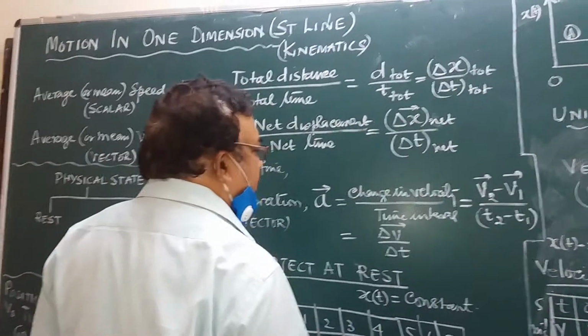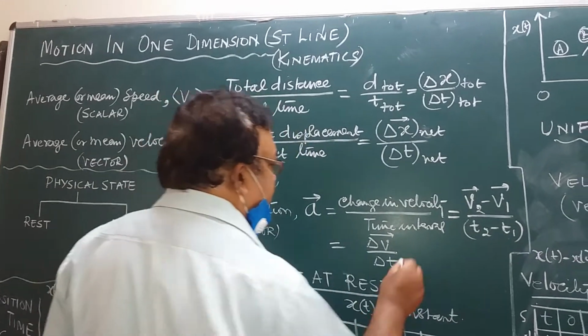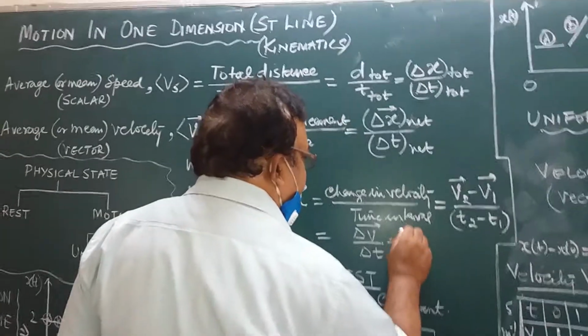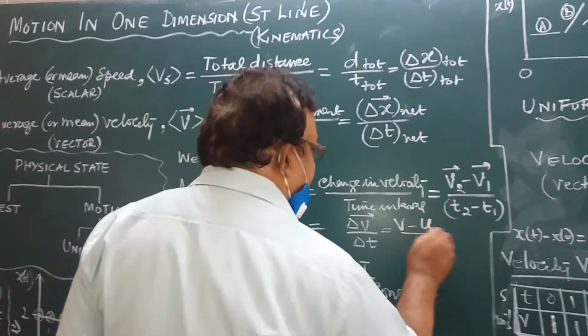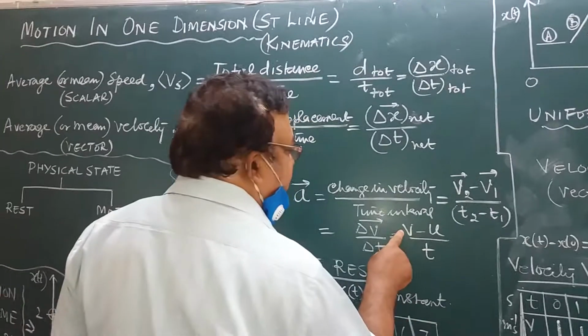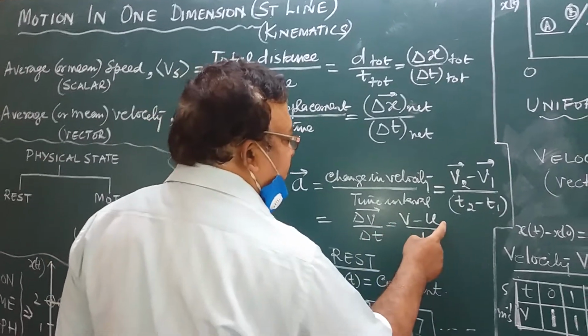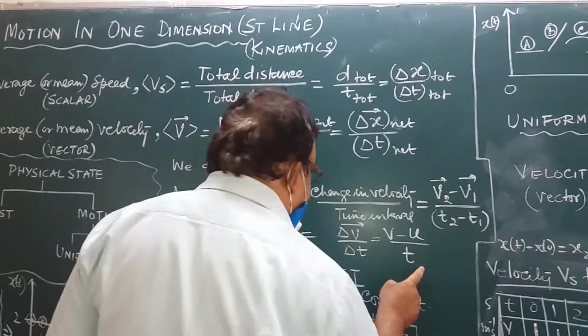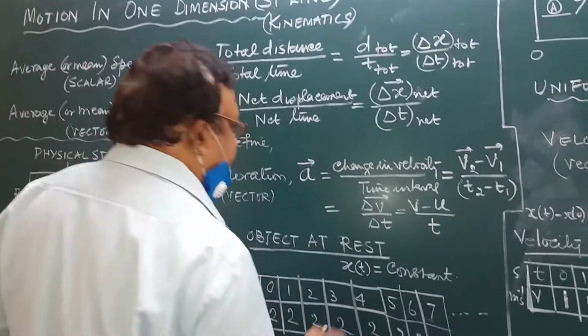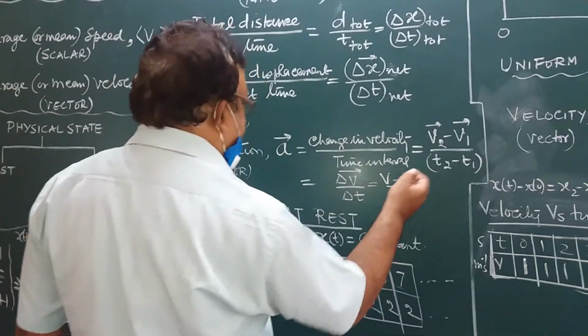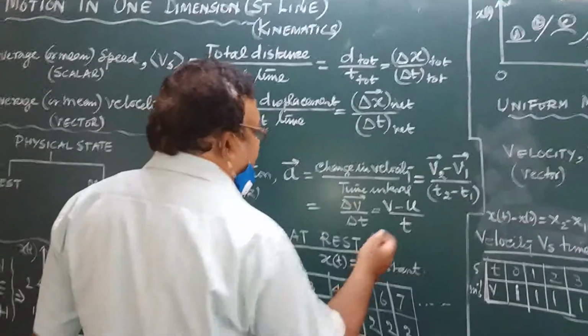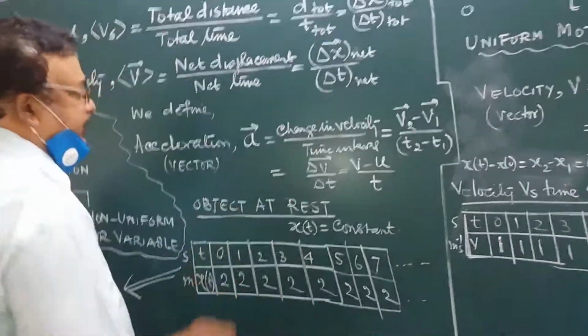Also we can write, say, v minus u by t. This is another, more popular notation: v is the final velocity, u is the initial velocity, divided by the time interval, denoted by t. So this is a vector quantity, and as usual we may have three possible values.